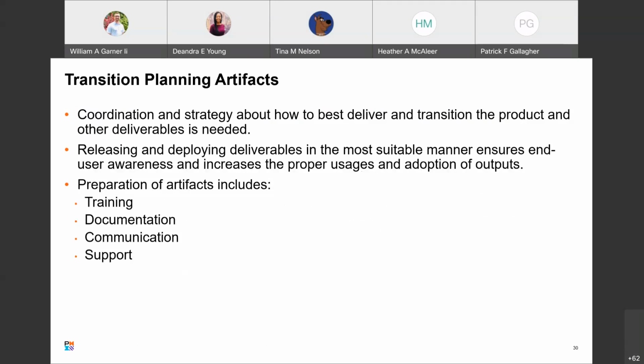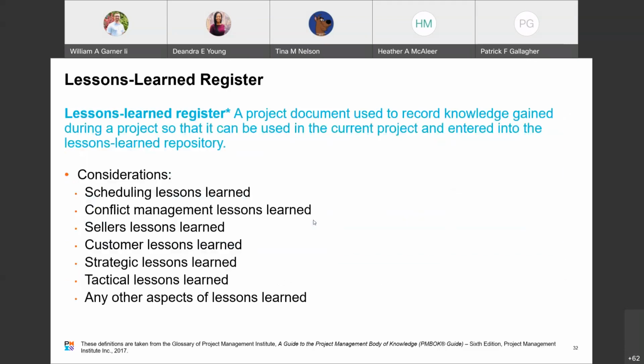So, transition planning artifacts. Let me see, I hit something else here. Here's a sample. Oh, okay, we're going to get there in a second.